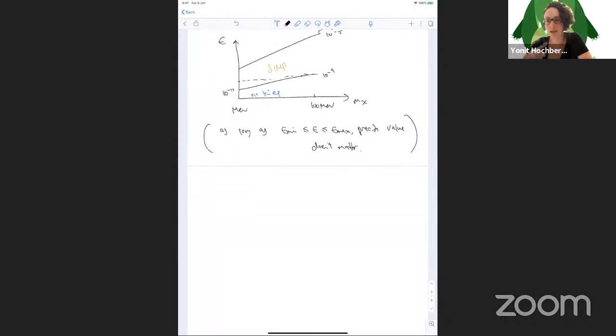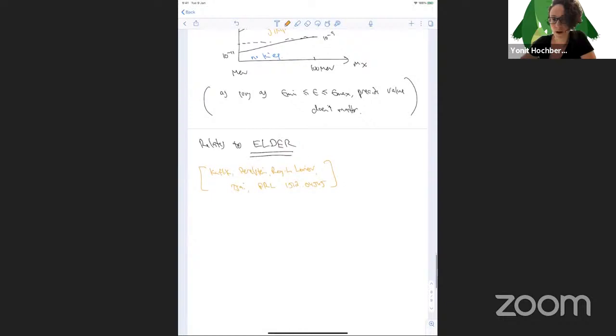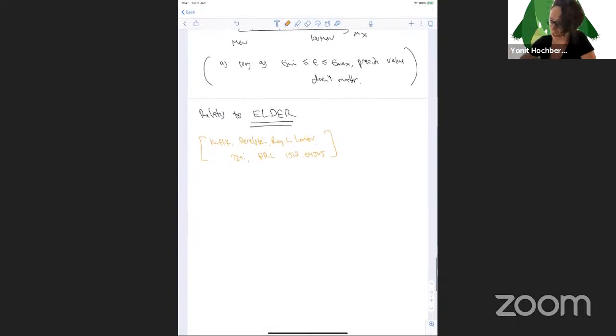This relates to another mechanism, which is called an elastically decoupling relic, or in short, an ELDER. Let me give you the reference. This is an idea that was put forward by Kuflik, Perelstein, and Rey-Le Lorier, and also Tsai, in a PRL paper, and the arXiv number is 1512.04545. Let me briefly sketch out what happens here, and if we want to go into more detail, I'm happy to do that in the Q&A session.